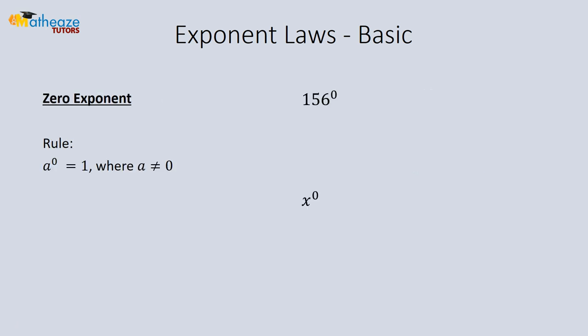Now, zero exponent, it just states that whenever a term or number or an expression is raised to the power of 0, the result is always 1. Regardless of what the term is. 156 raised to the power of 0, 1. x raised to the power of 0, 1. That's the zero exponent law. Now, if I had something like this, a over b to the power of 0, just because they're both to the power of 0, the expression in here is to the power of 0, you're still going to get 1.